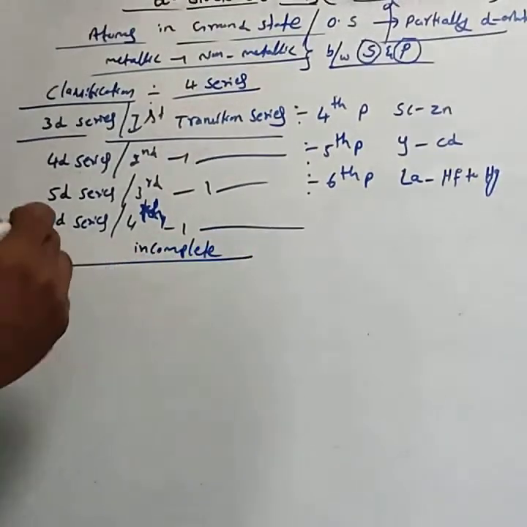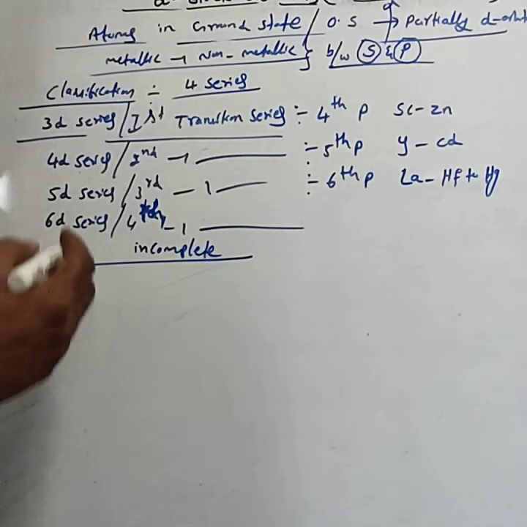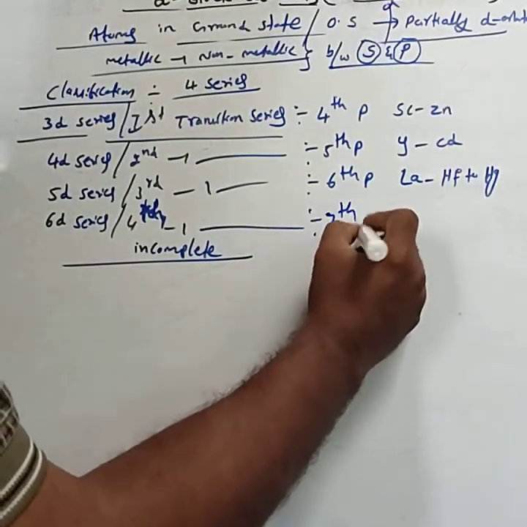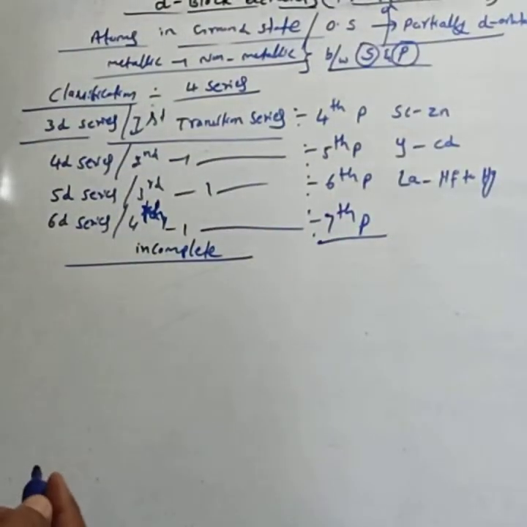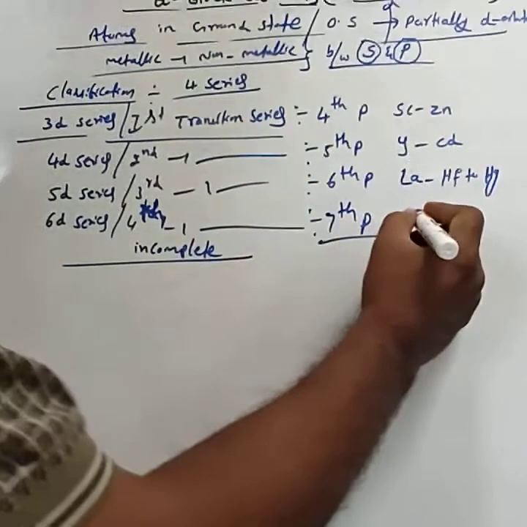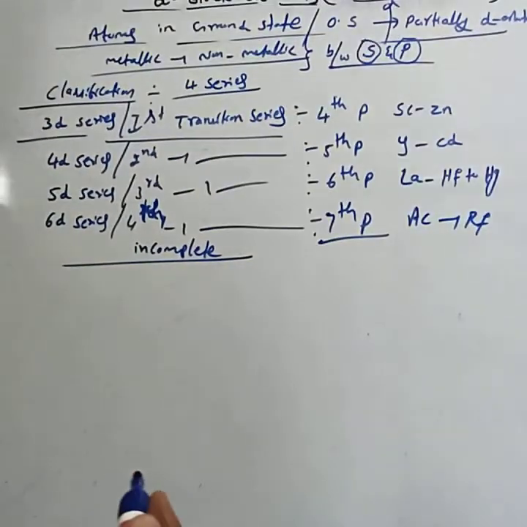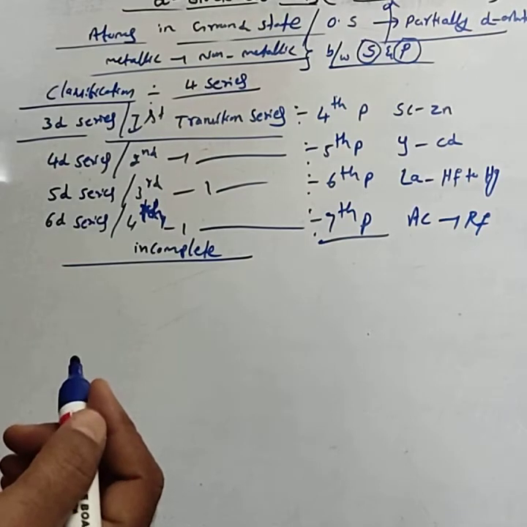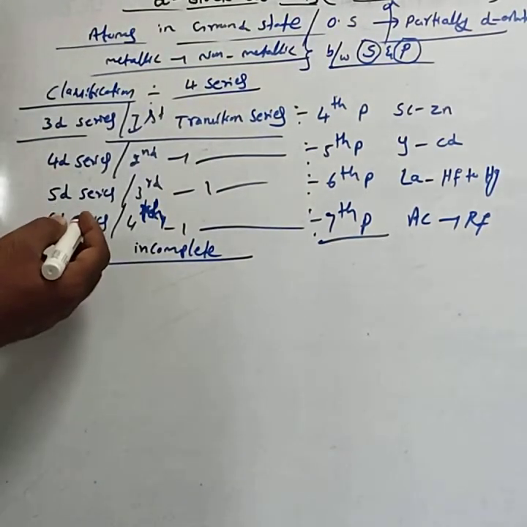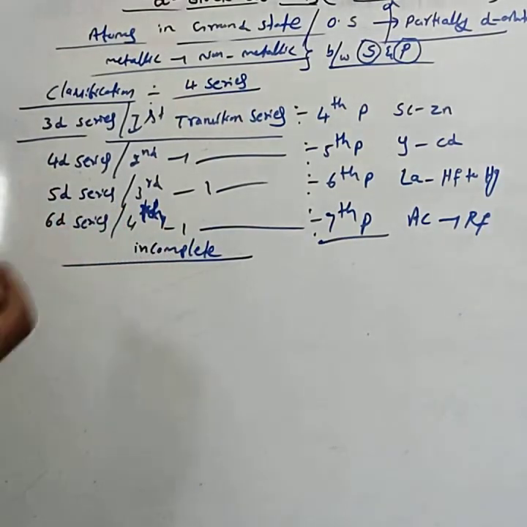Still it is not completed. The 6D series is called the incomplete transition series, and it generally consists of 7th period elements. This is an incomplete series: actinium followed by rutherfordium. This 6D series, or 4th transition series, is an incomplete series.